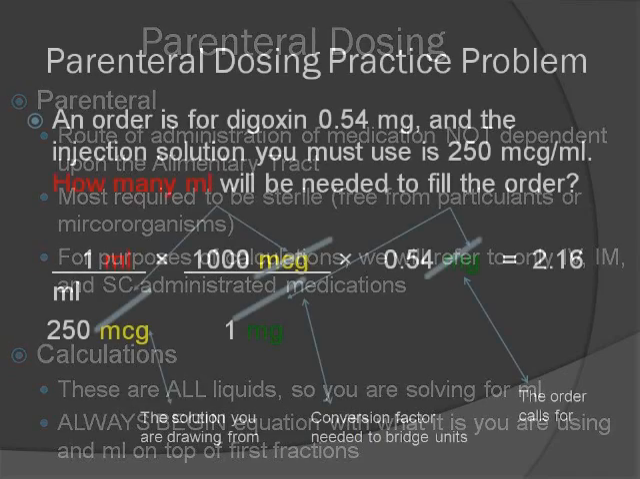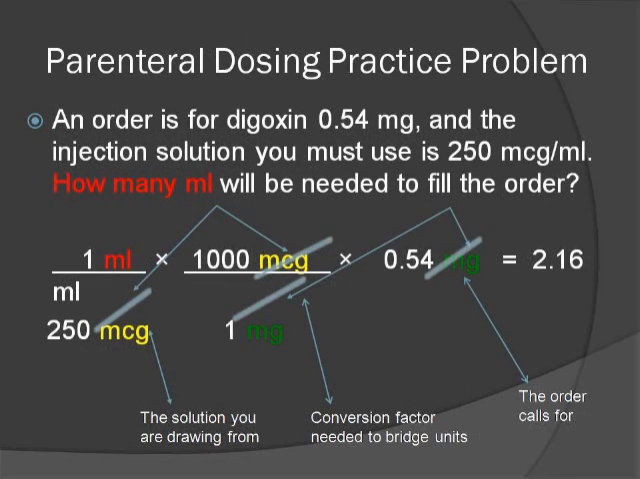So now I'm moving to the next slide. We're going to take a look at an example of parenteral dosing. In this example, we have an order for digoxin. Digoxin is an old drug. It's used for arrhythmias. So if your heart is not beating correctly, if you have an arrhythmia, you could be on digoxin. And for this one, it's 0.54 milligrams. And the solution that we're using is 250 micrograms per milliliter. So how many milliliters will be needed to fill the order?